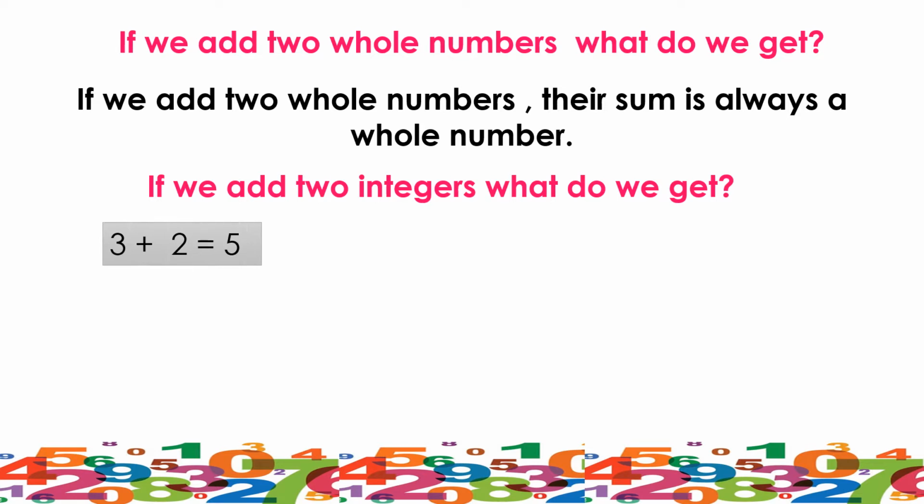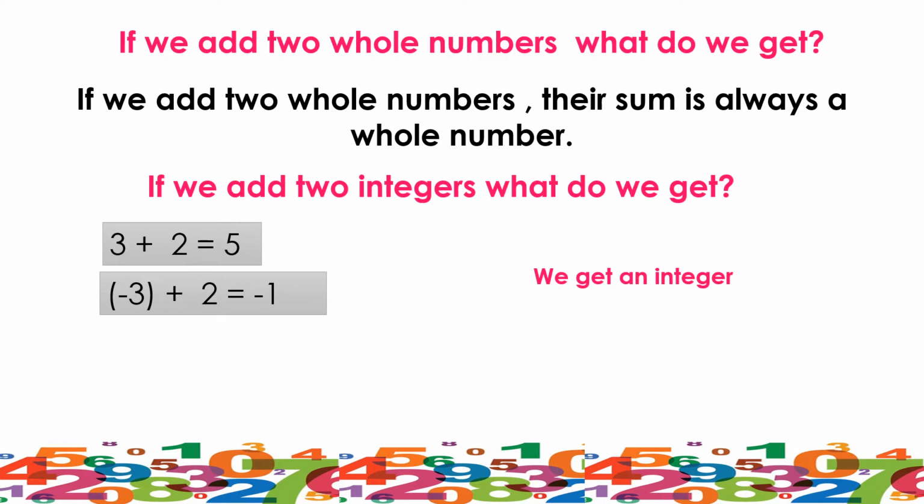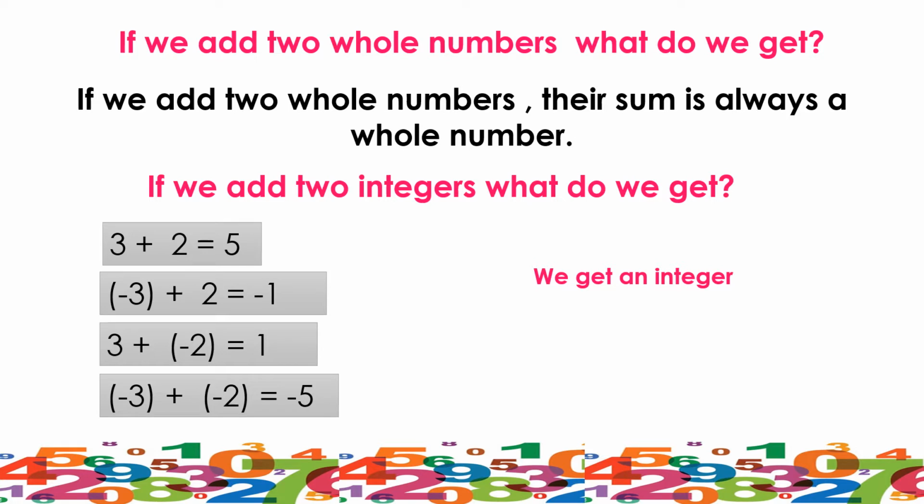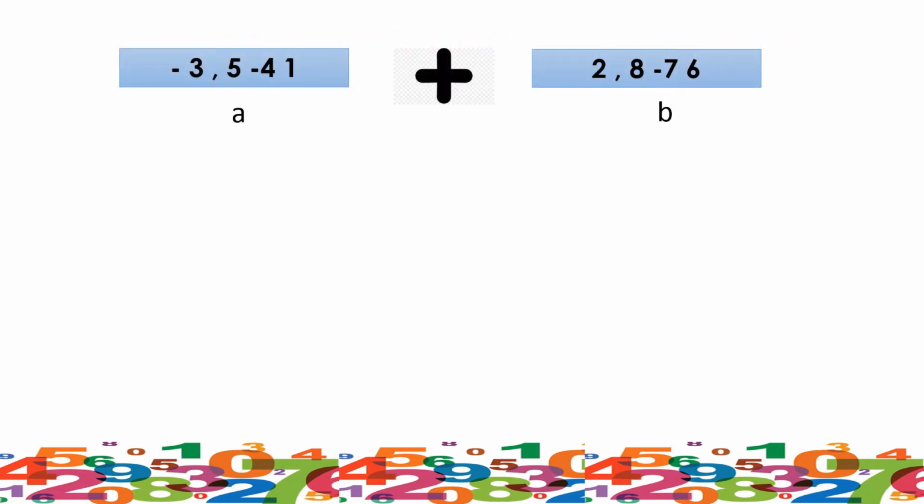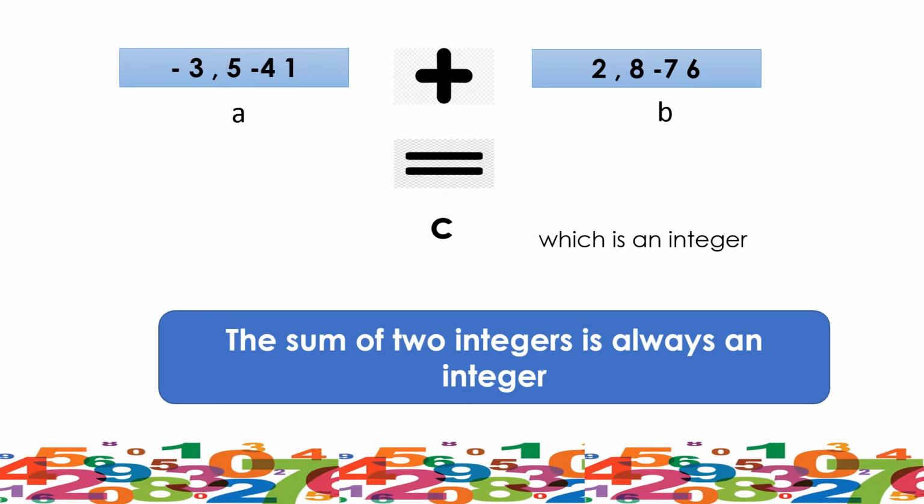Let's try. 3 plus 2 equals 5. We get an integer. Next, negative 3 plus 2 equals negative 1. We get an integer. Let's try another one. 3 plus negative 2 equals 1. We get an integer. Last, negative 3 plus negative 2 equals negative 5. We also get an integer. For any two integers a and b, a plus b equals c, which is an integer. Therefore, the sum of two integers is always an integer.